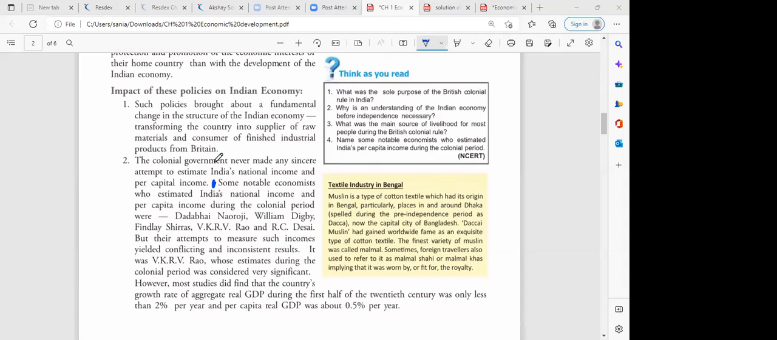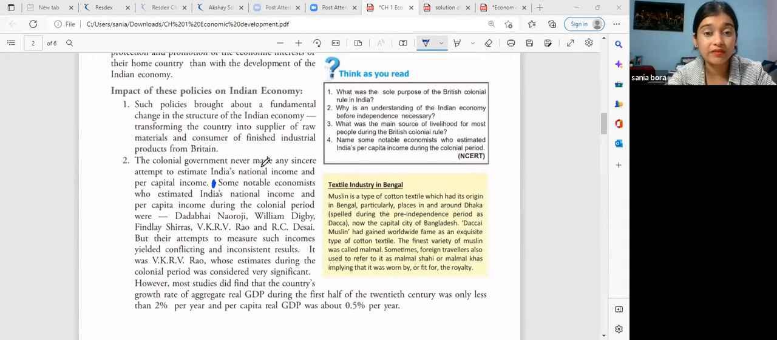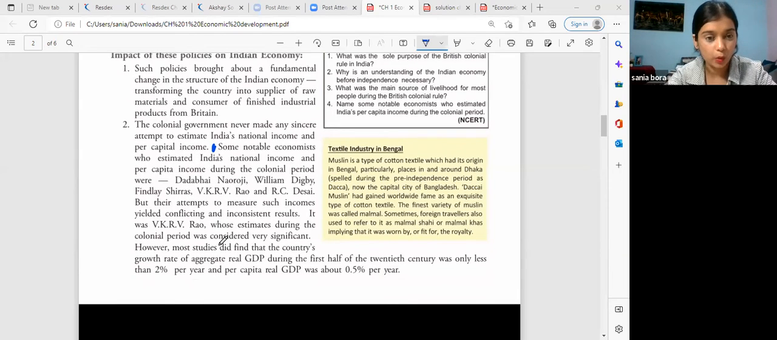Okay. So second, you will be writing: the colonial government never made any sincere attempt to estimate Indian national income and per capita income. Because of that, you can write the growth rate of aggregate real GDP during the first half of the 20th century was only less than 2% per year, and the per capita real GDP was 0.5 per year.